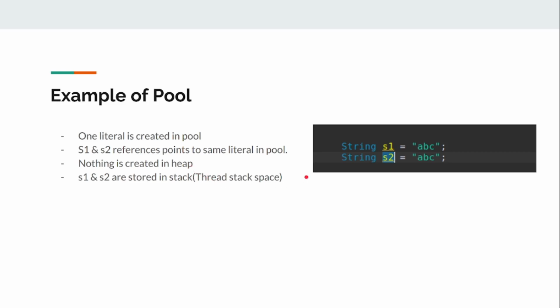Now we have seen in one of the older videos that local variables are stored in the stack, and now we have seen two more things: heap and pool. So there must be a question arising in your mind about where those references get stored. These references are local variables, right? So these local variables would be stored in the stack. So these references are stored in the stack.